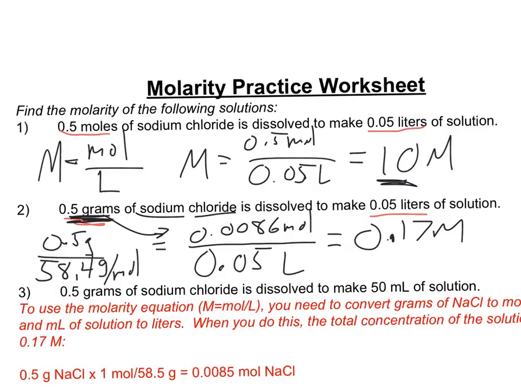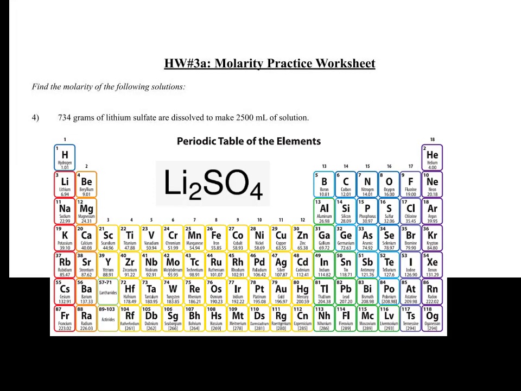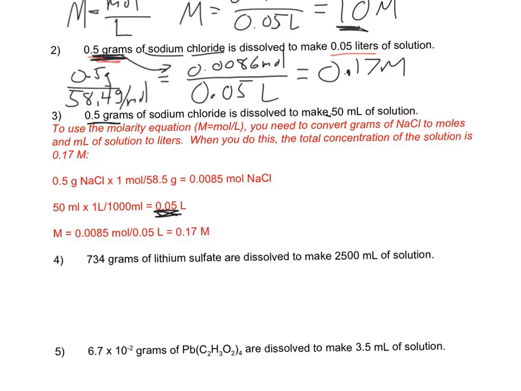So this time we're going to take 734 grams of lithium sulfate dissolved to make 2,500 milliliters of solution, and the formula is here on the slide. Alright, moving down here to number 4, 734 grams. Okay, so again, we're given grams, not moles. So we're going to have to do that first conversion step of lithium sulfate dissolved to make 2,500 milliliters of solution. Again, it's in milliliters.